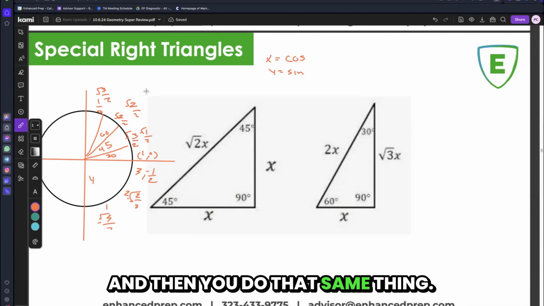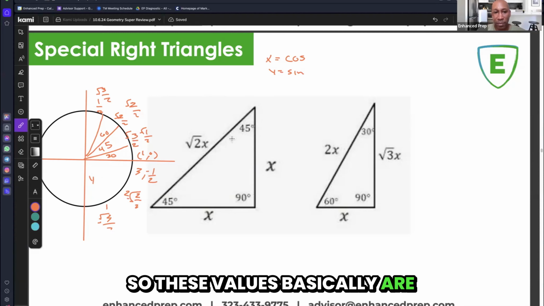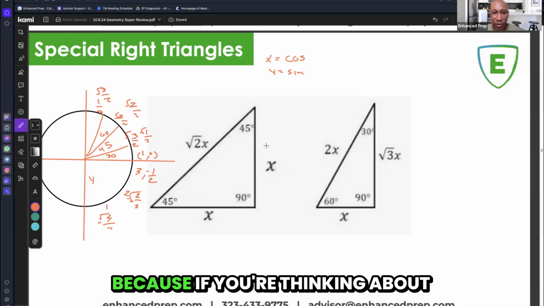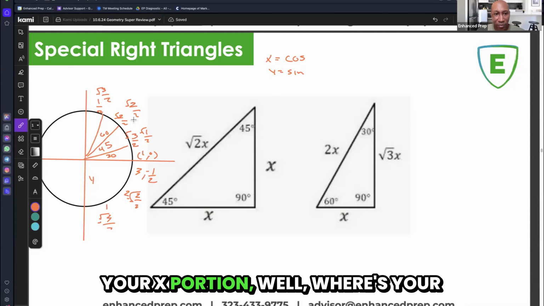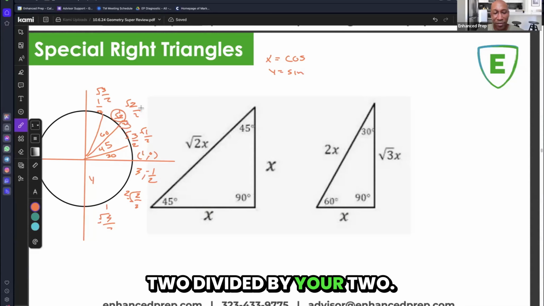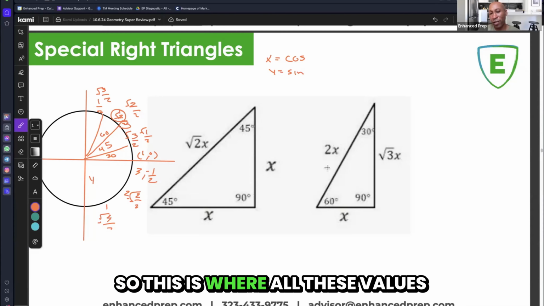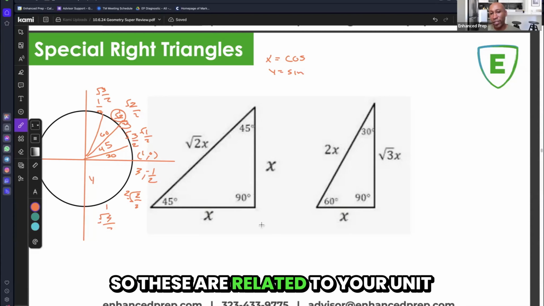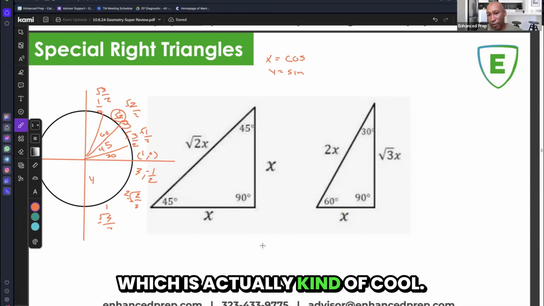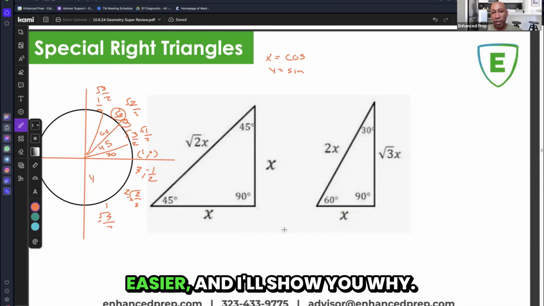And then you do that same thing. So that's basically all your unit circle is. These values are coming from your unit circle, right? Because if you're thinking about your x portion, where's your x coming from? Well, you have your square root of 2 divided by 2, right? So that's basically this side that you're comparing to the other side. So this is where all these values come from. These are related to your unit circle, which is actually kind of cool. But if you know these, it makes it a lot easier, and I'll show you why.